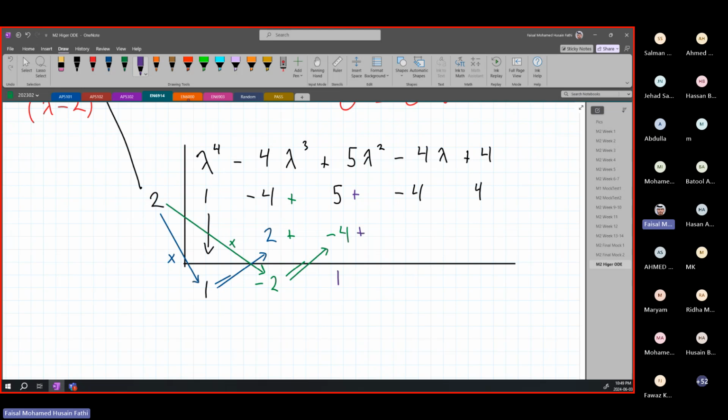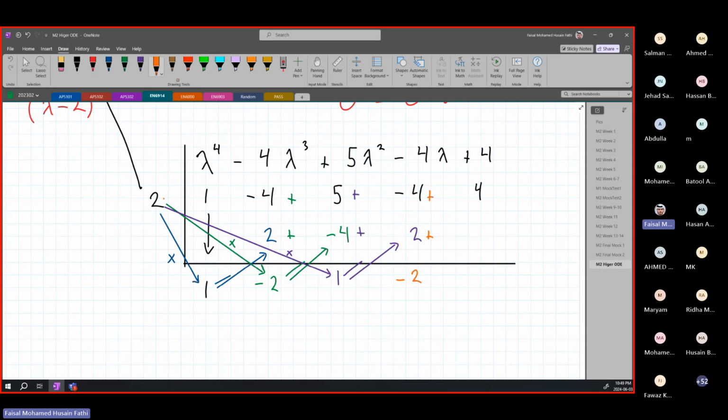Again, the same thing. We're going to take this, multiply it with this, and the answer is going to be here. So this is equal to 2 times 1 is 2. Again, minus 4 plus 2 is going to give us negative 2.